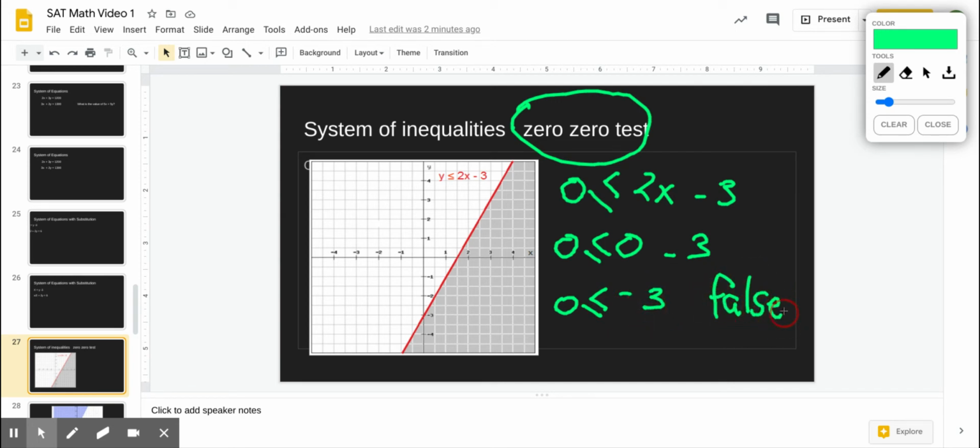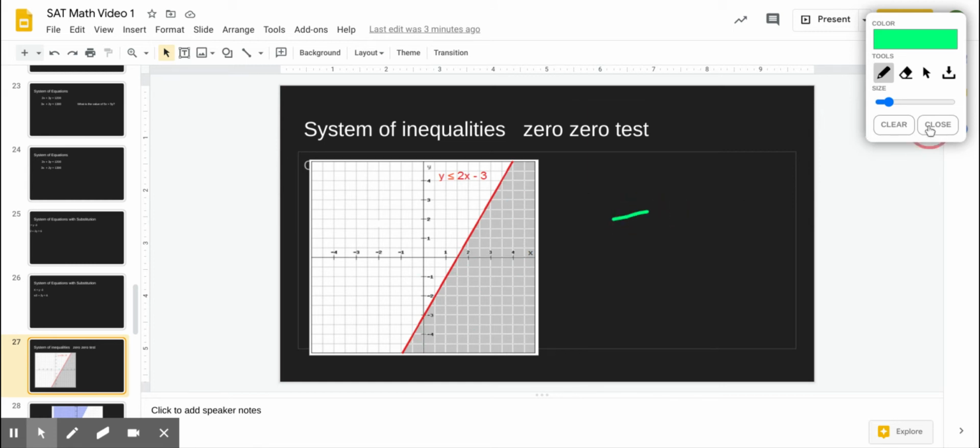If you get a false, very important, we'll put a star here. If you get a false, that means you cannot include the origin. So everything has to go away from the origin. That's why this is shaded. If it was true, then you would go this way. But it's not true. It's false. So again, remember, it's false, shade away from the origin. And again, the origin is 0, 0. That's why we call it the 0, 0 test.